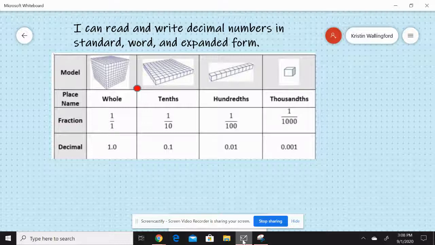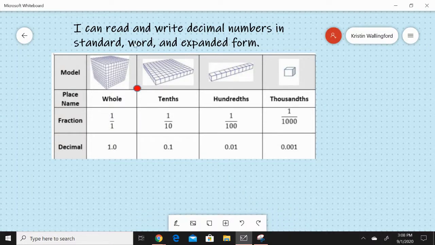Okay, guys, this is part 2 of lesson 1.4. We are going to be talking about reading and writing decimal numbers in standard, word, and expanded form.